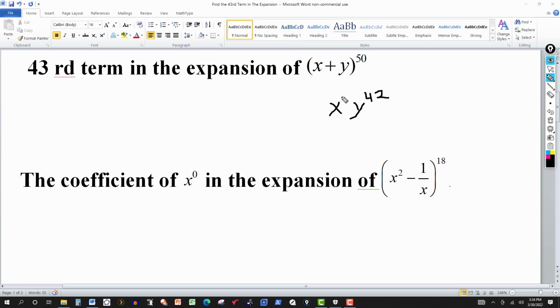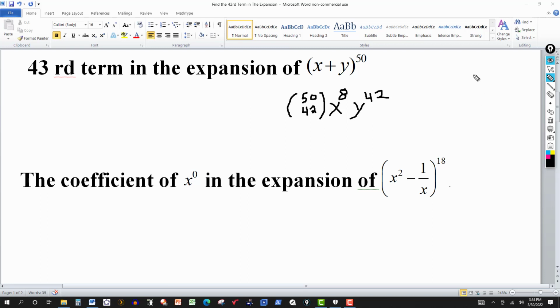And these have to add up to 50. Okay, so this should be 8 then. 8 and 42 is 50. And then the coefficient is obtained from this formula for combinations. The top value is always the power, that's 50. And the second number here is whatever you have here on the y. It's 42.